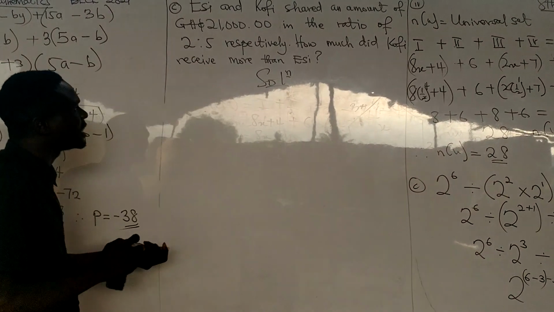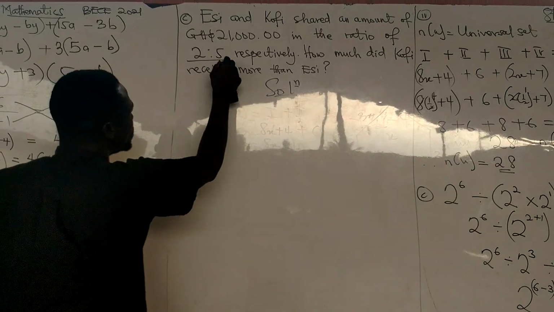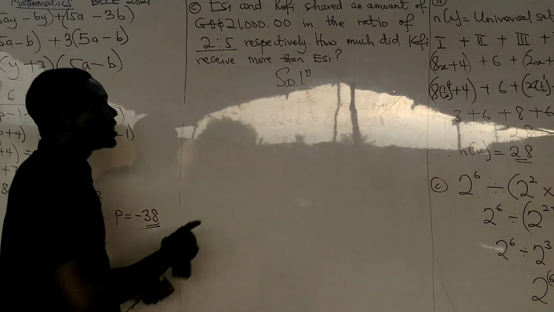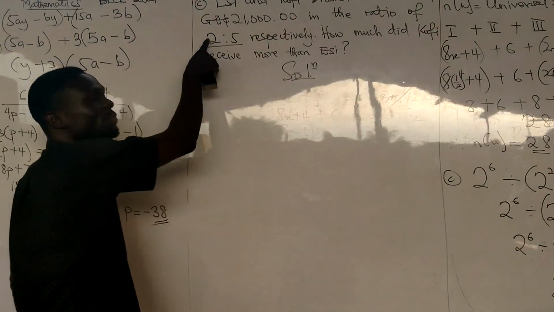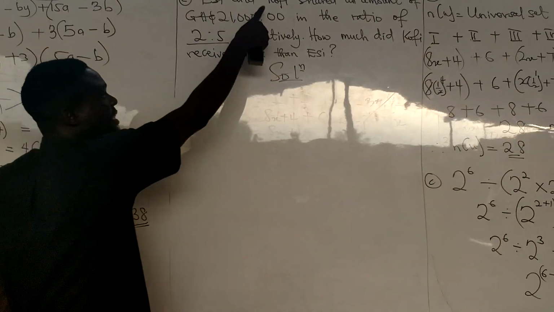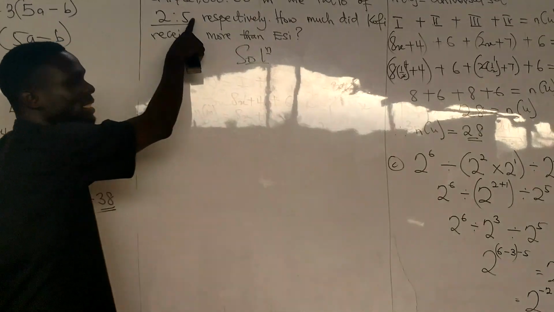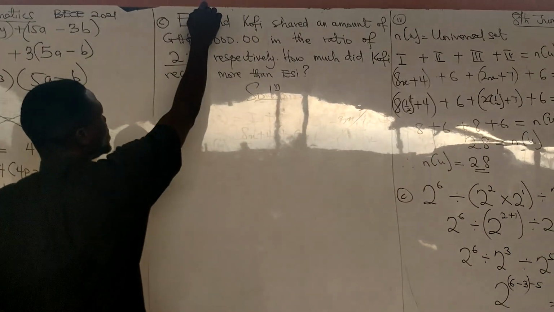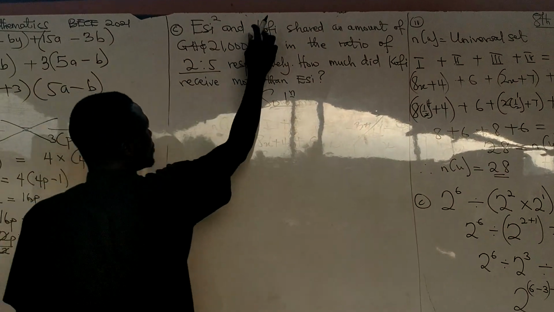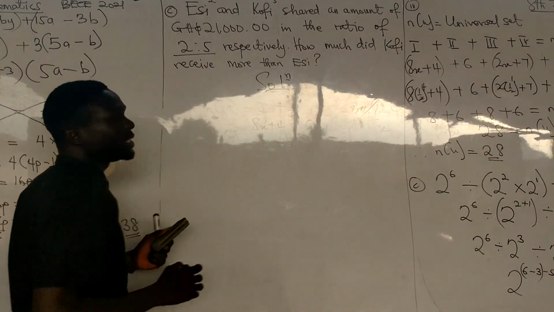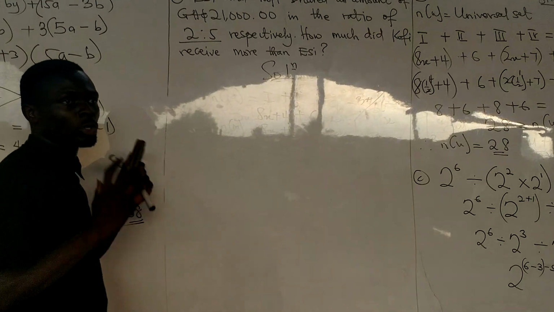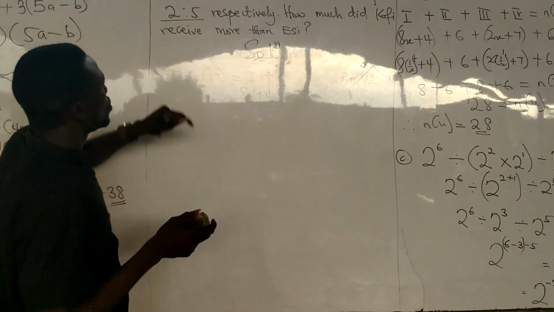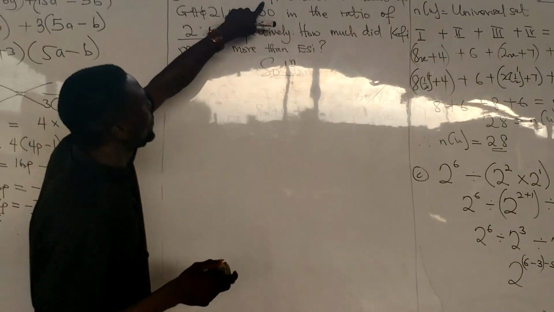But we have to note certain things here. The ratio given. The word respectively. It means the first name mentioned takes the first ratio given. The second name mentioned takes the second ratio given. So in terms of ratio, AC received 2. In terms of ratio, Kofi also received 5. So now we know each ratio received. AC 2, Kofi 5.